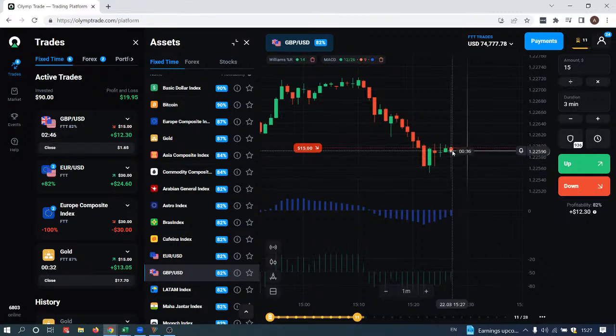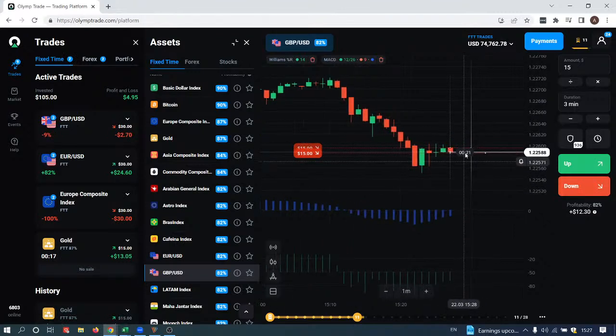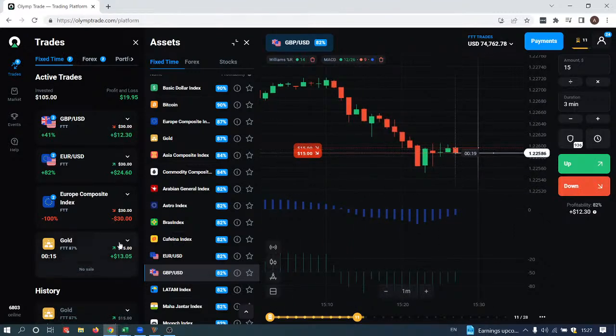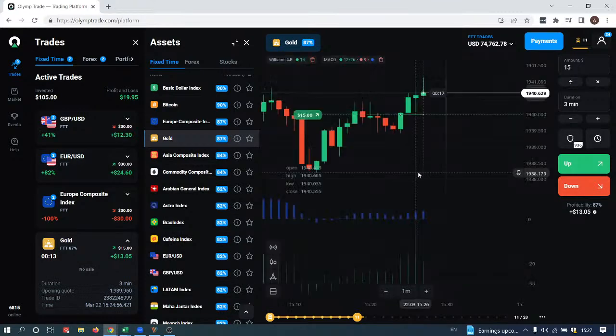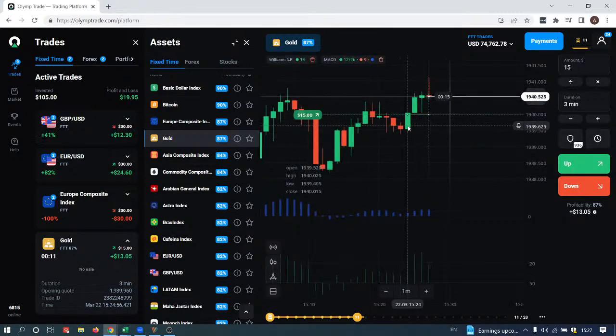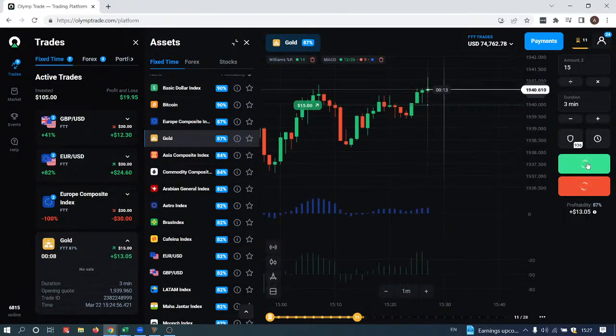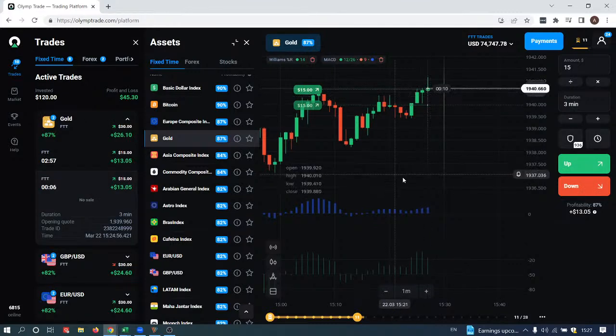One more trade that I've just opened: GBP USD, the pound against the US dollar. As you can see, both indicators are below the central lines, so we can open another one. A 5-minute trade. And what's up with gold? On gold we have a clear up signal, and I can open another one. Why not?